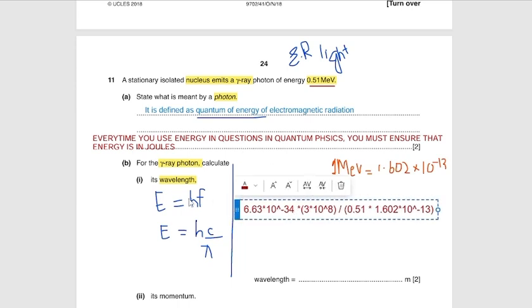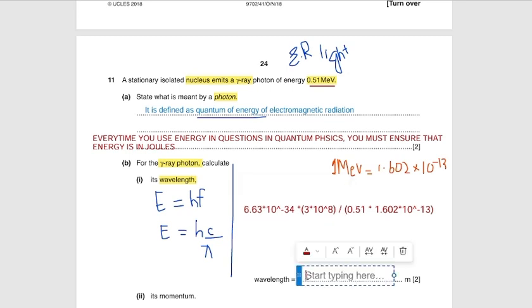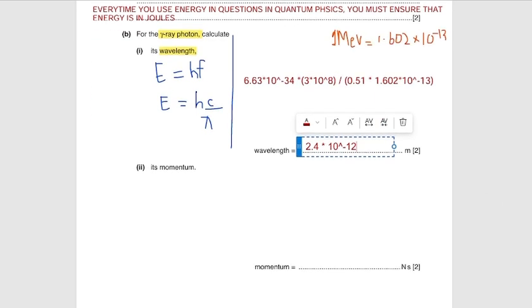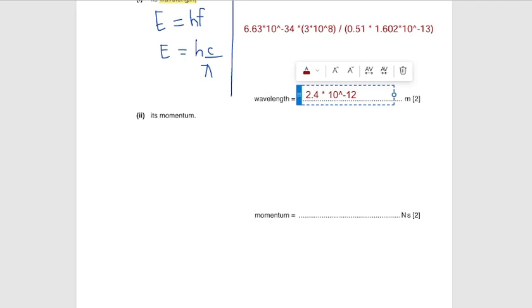So we have h, 6.63 into 10 raised to the power minus 34, then we have our c, that is 3 into 10 raised to the power 8, divided by energy, which is 0.51 multiplied by this, because we have to write it in joules. The wavelength that you get is 2.4 into 10 raised to the power minus 12. Moving on, we have the momentum.